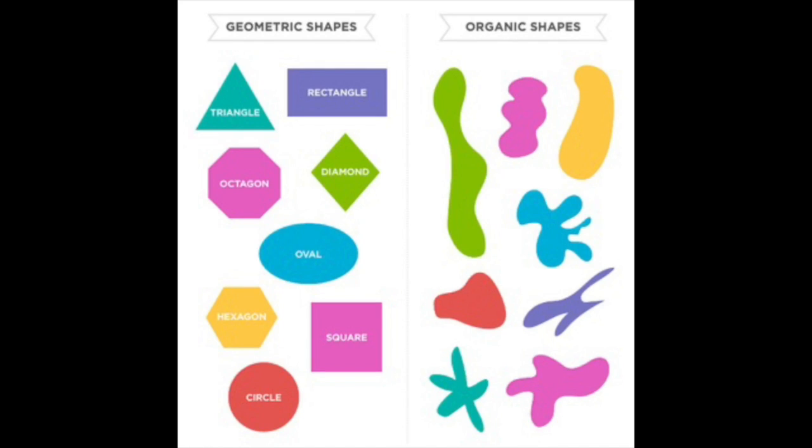So here are some examples of geometric shapes on the left and organic shapes on the right. In geometric shapes we have triangles, rectangles, diamonds, octagons, ovals, hexagons, squares, and circles. On the right-hand side, we have organic shapes. You see the difference between them and geometric shapes?